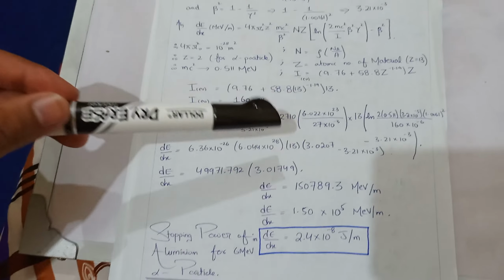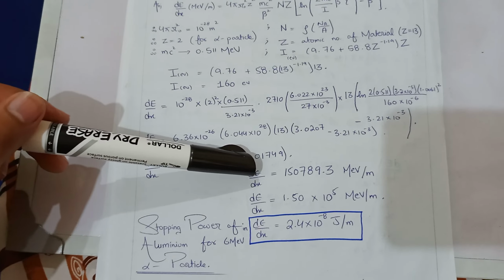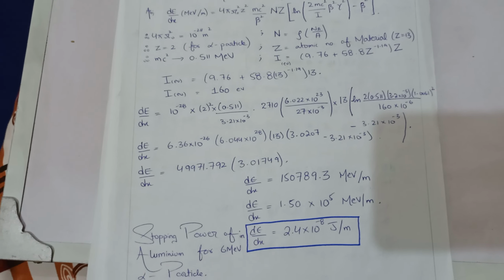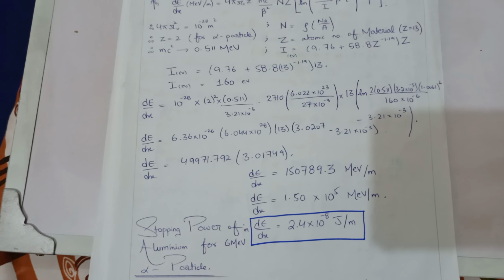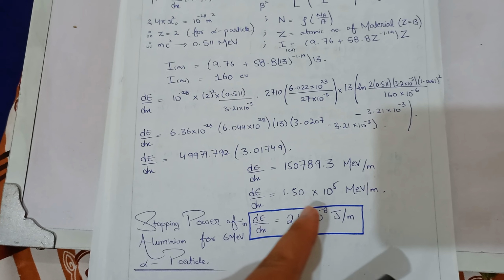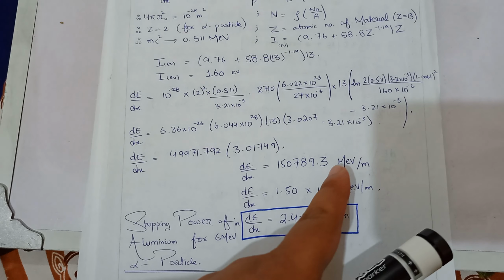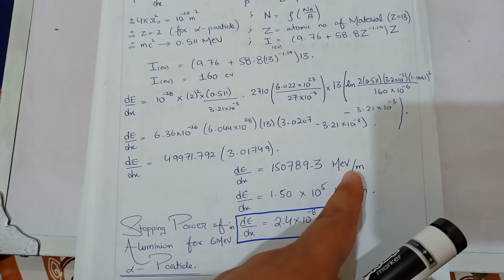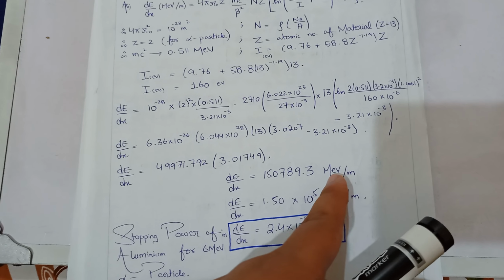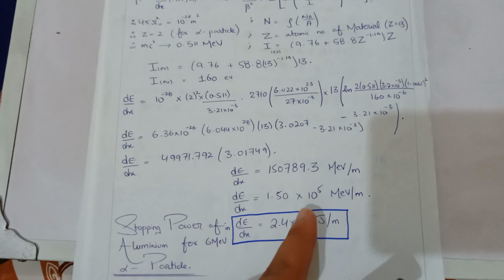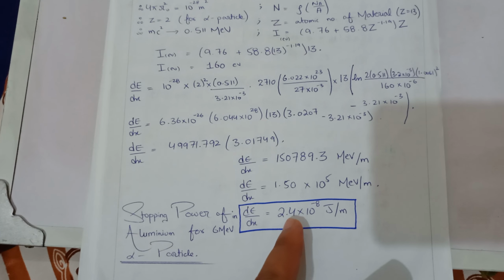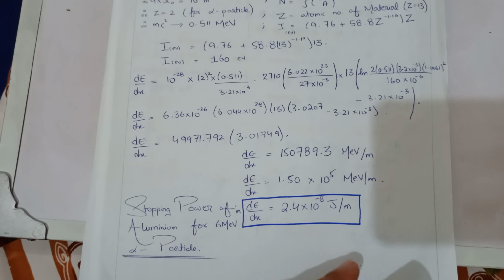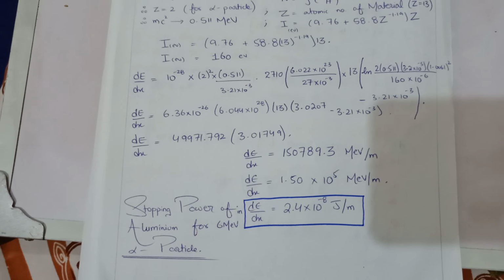Substitute all and you will get your final expression in mega electron volts, which is equal to 150,789.3 mega electron volts per meter square. And this is in joule per meter square after putting the value of mega, which is 10 raised to minus 6, and electron volt value, which is 1.6 into 10 raised to minus 19. Multiply both these and multiply with your final expression, you will get your final answer in joule per meter, which is 2.4 into 10 raised to power minus 8. This is basically the stopping power of aluminium for a 6 mega electron volt alpha particle.